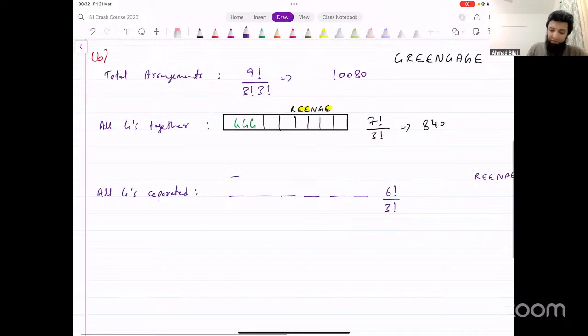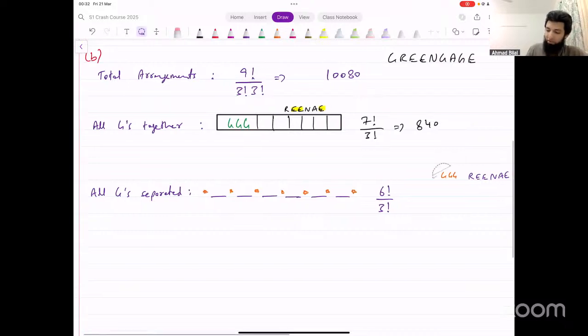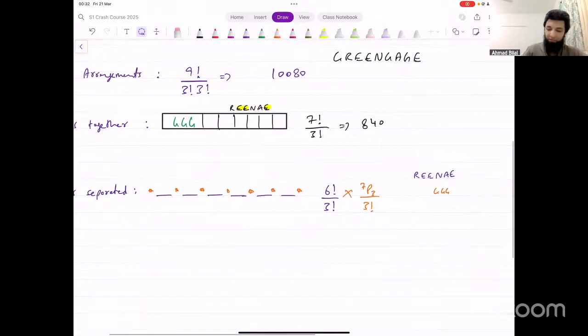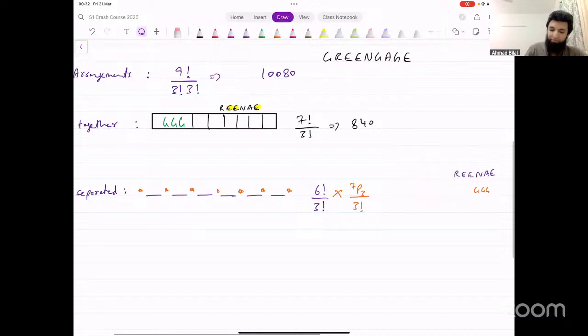And then in the gaps between the dashes, we have the 3 G's. How many positions do we have for them? 1, 2, 3, 4, 5, 6, 7. We have to place the 3 G's in these positions. In how many ways can we do that? 7 positions, 3 G's, 7P3. But then all of them are identical. So we divide by 3 factorial. Or you could also just do 7C3. That would also work. And that will give you another result. What's this number? 6 factorial over 3 factorial into 7P3 divided by 3 factorial. That's 25200.